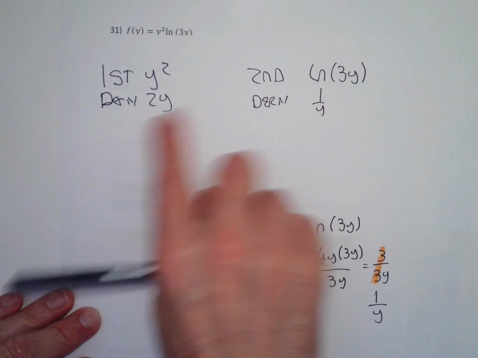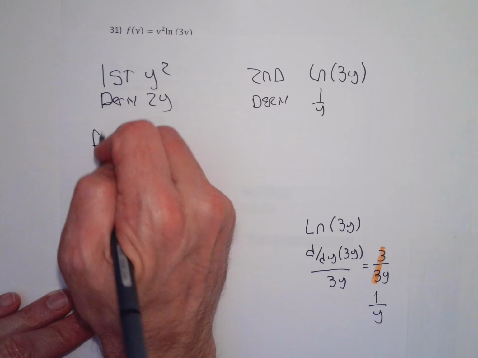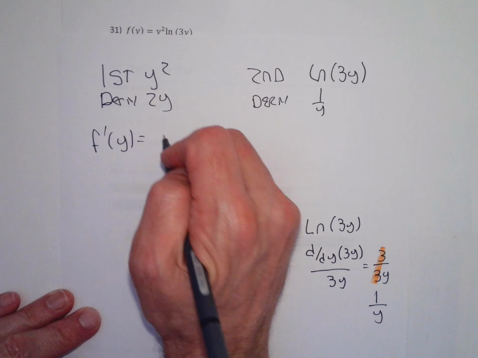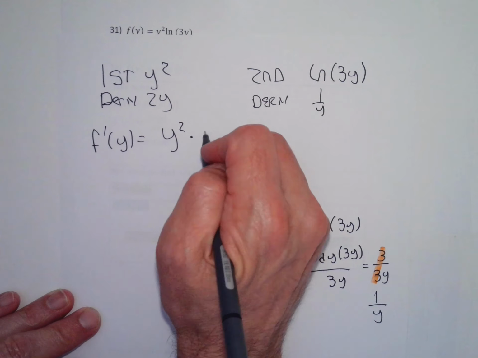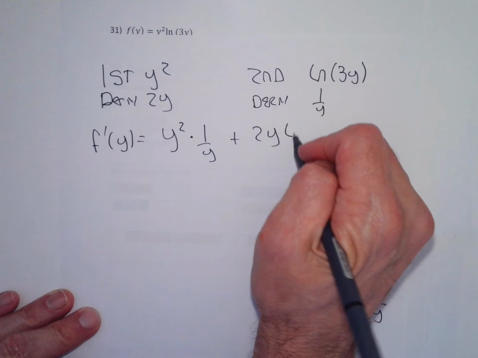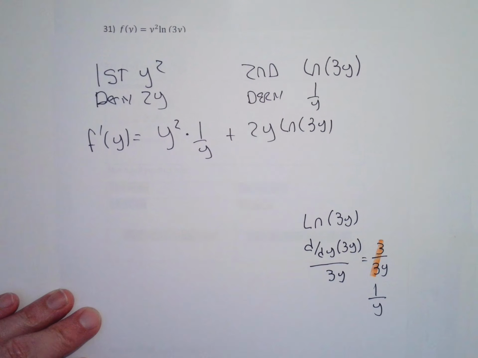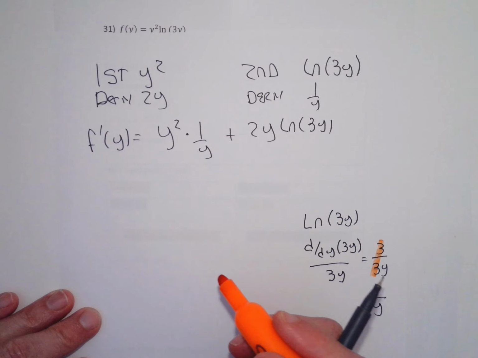Now cross multiply, put a plus between to finish up my product rule. So f prime of y equals y squared times 1 over y plus 2y times the natural log of 3y. That's just cross multiplying both directions, putting a plus sign between.